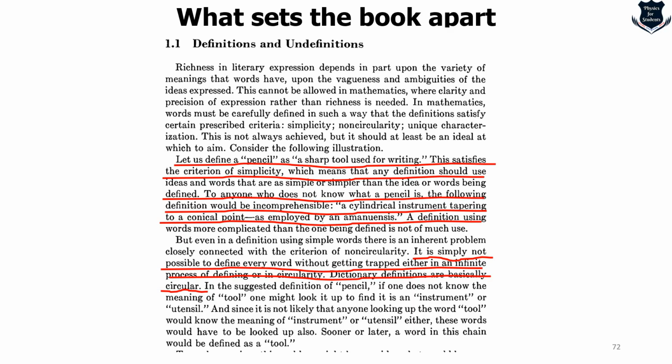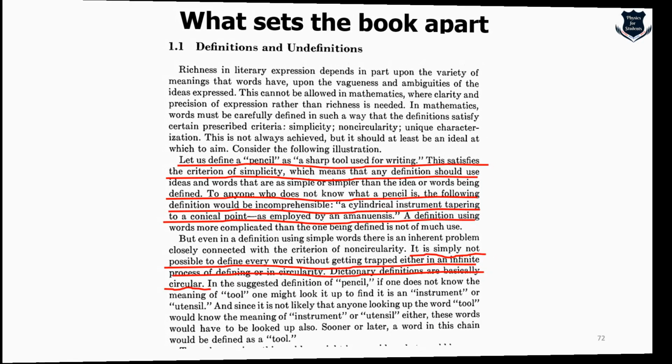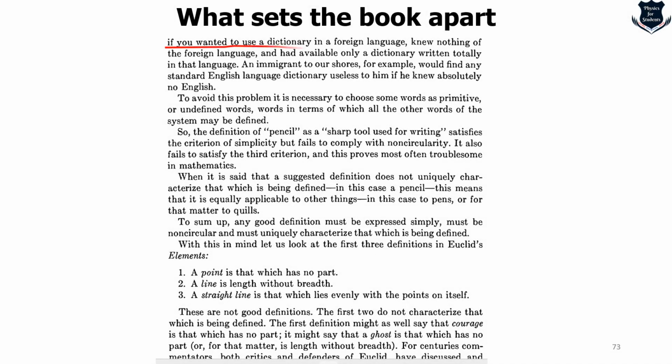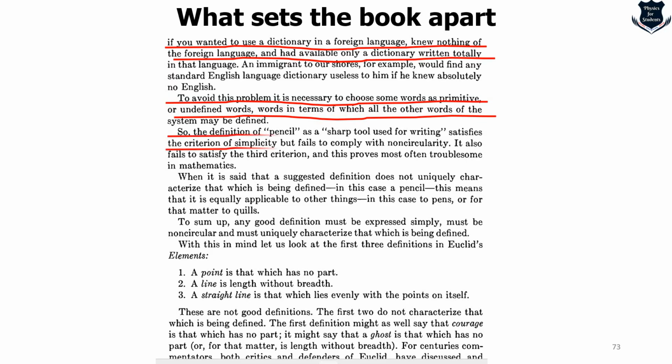So that is why, in the suggested definition of pencil, if one does not know the meaning of tool, one might look it up to find it as an instrument or a utensil. So this is how important the book is. Further, if you wanted to use a dictionary in a foreign language, knew nothing of the foreign language, and had available only a dictionary written totally in that language, to avoid this problem it is necessary to choose some words as primitive. That means undefined words, isn't it? And words in terms of which all other words of the system may be defined.